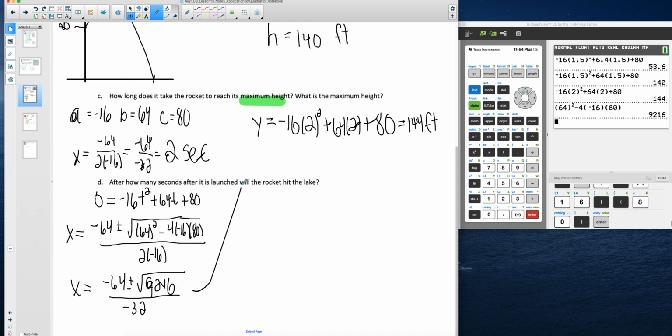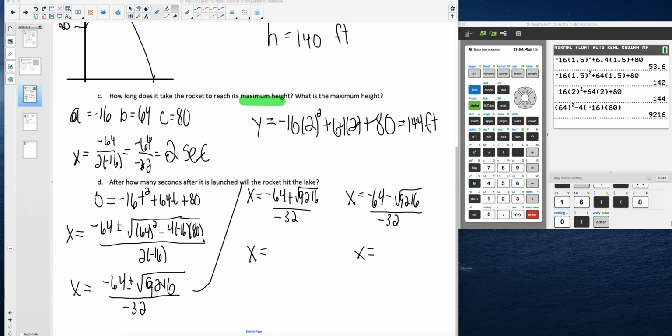Now I'm just going to bring this up here and break it apart into our two pieces. Once again, I'm going to pause and write it out. See if you can write it out with me and match what I wrote here. So x equals negative 64 plus the square root of 9216 divided by negative 32, and x equals negative 64 minus the square root of 9216 divided by negative 32.